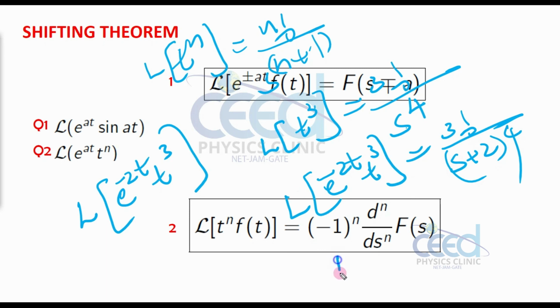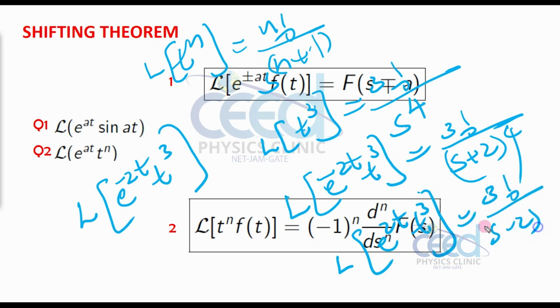If the question is asked as e raised to 2t t cube, then what is the answer? This is 3 factorial divided by s minus 2 the whole raised to 4. So this is the way we have to do this kind of problem.